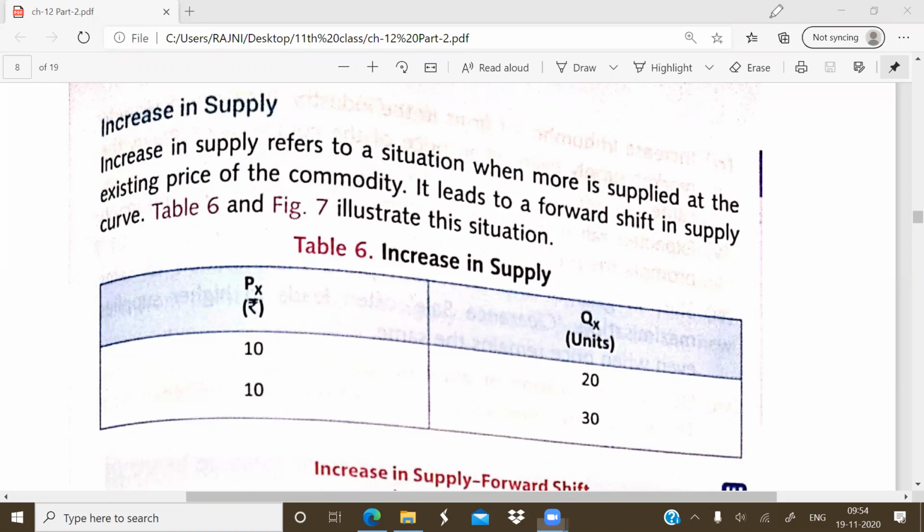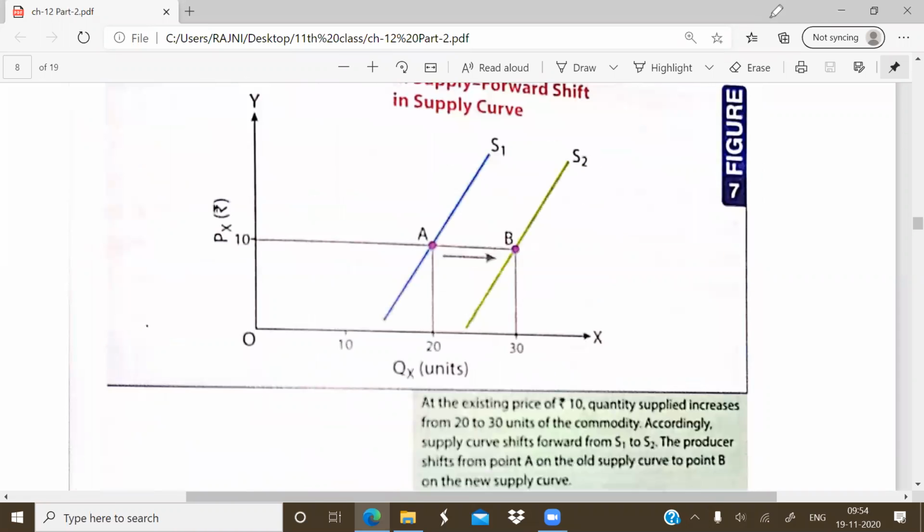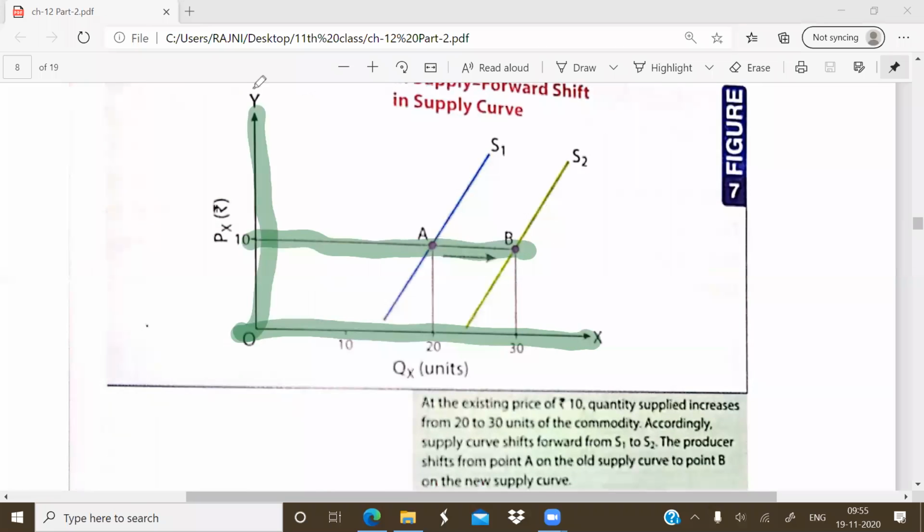We can also represent this situation with the help of a diagram. The prices are similar, prices are constant, no changes are there. This is same. Supply curve was this. Now supply curve forwardly goes. This is S2. This is known as the increase in supply.